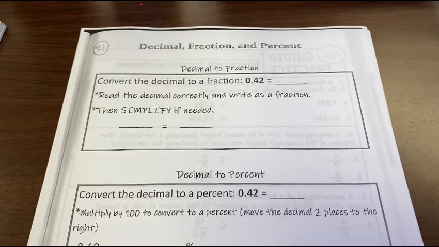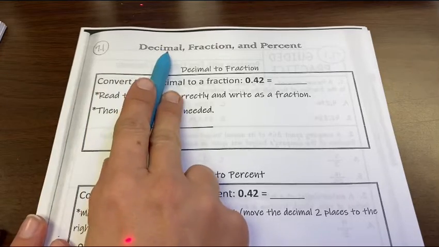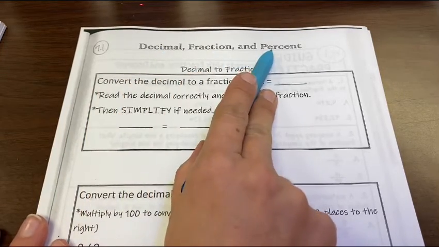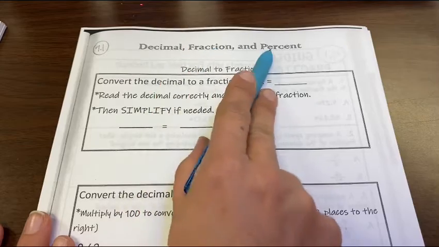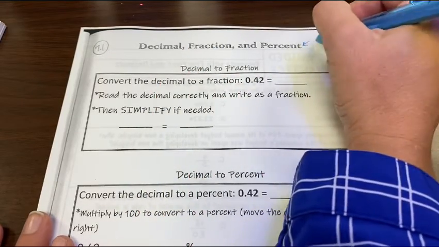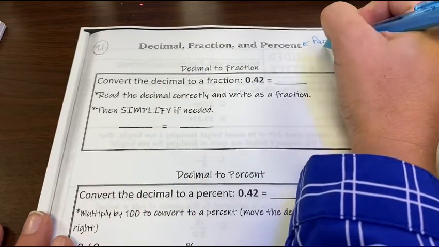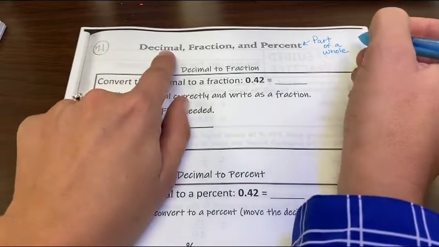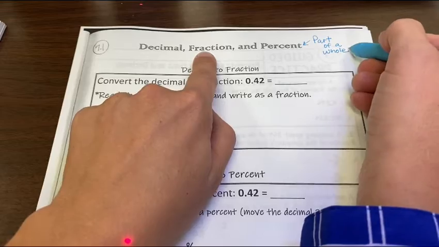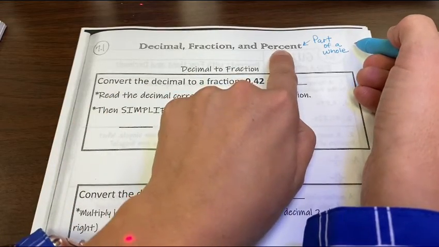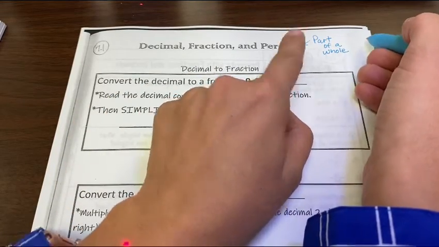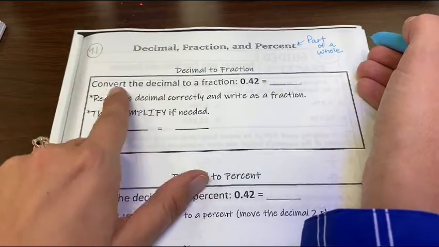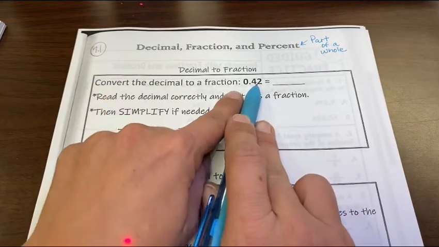We are on page 53 in your journal. So we're talking about decimals, fractions, and percents. All three of them are part of a whole. A decimal is part of a whole, a fraction is part of a whole, and a percent is part of a whole, when you're talking about less than one whole. So when we have something like this, this is less than one whole.